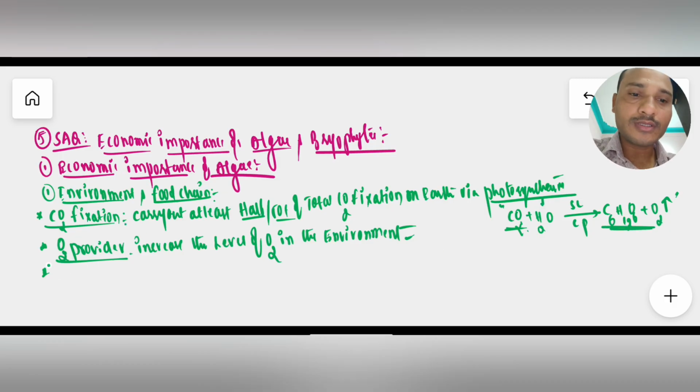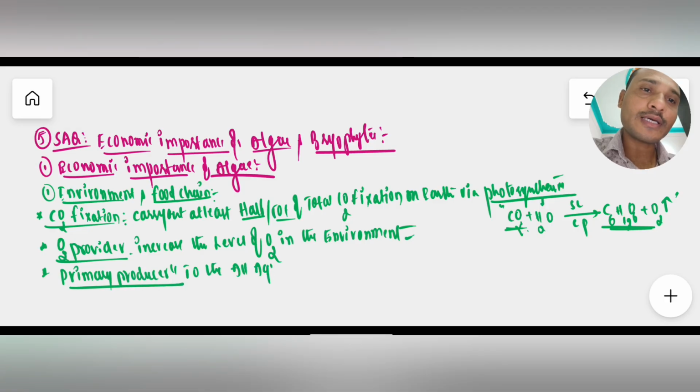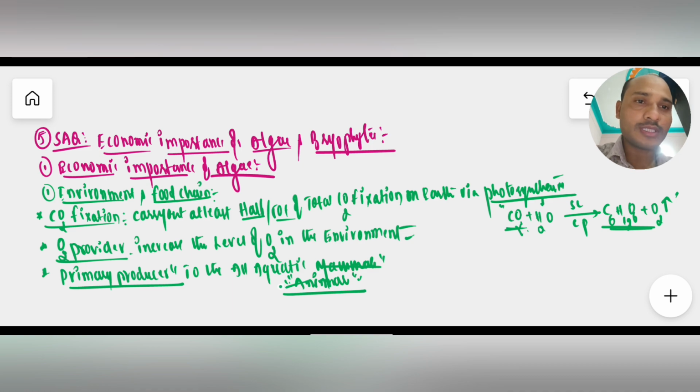So hence they act as primary producers to all aquatic animals. Not mammals here, aquatic animals. Hence they are the primary food and chief producers for all aquatic animals, because they produce food.